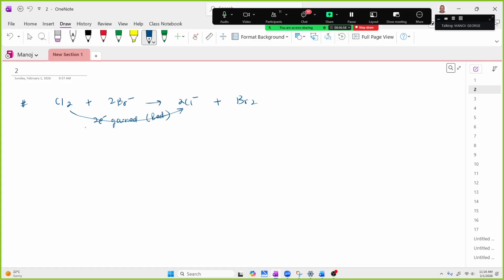And then obviously what happens when the bromide changes to bromine? So what would this be? So that's 2 electrons lost. So that's oxidation. Okay. So we understand redox on the basis of electrons.